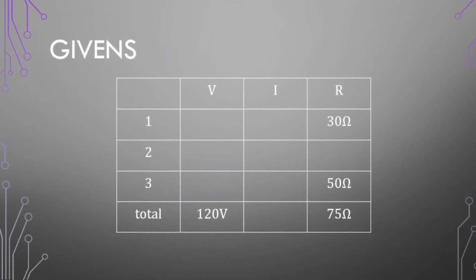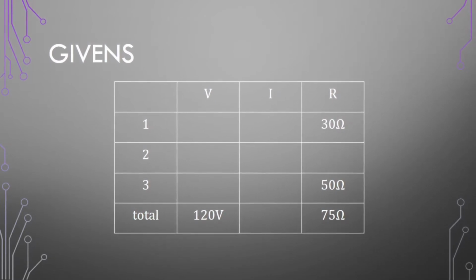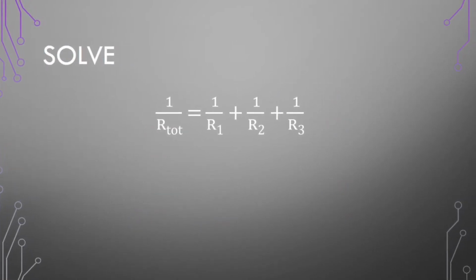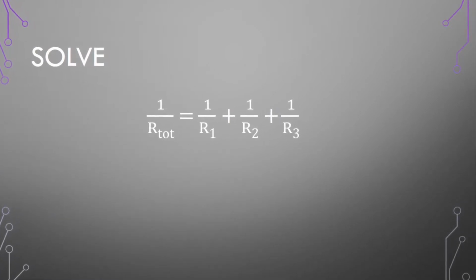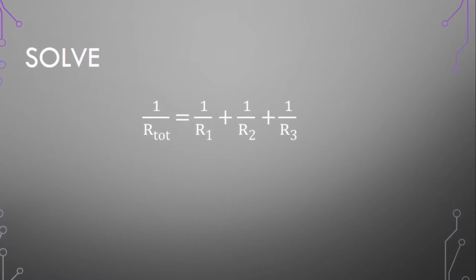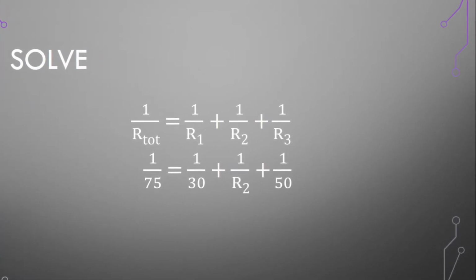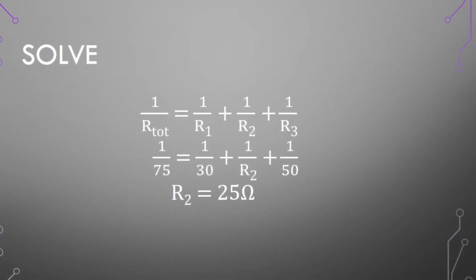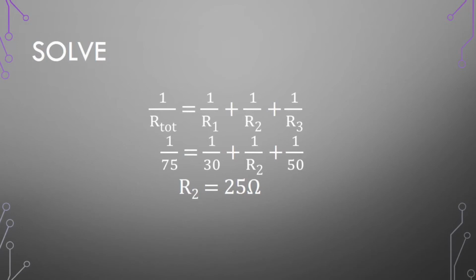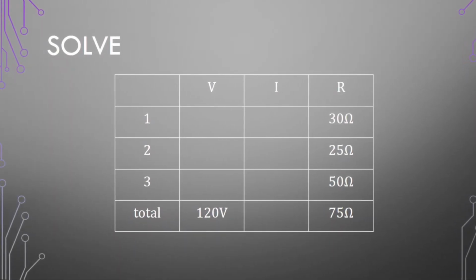To start this problem, you should make a table using V, I, and R and the 3 different bulbs. The next thing you need to do is find the resistance in the second bulb using 1 over R tot equals 1 over R1 plus 1 over R2 plus 1 over R3. The next thing you should do is add in your values from your givens so that it should look like this. Finally, the last thing you should do is solve, and you get that the resistance in the second bulb is 25. Now put this value into the table with the rest of them and see what you can solve for next.